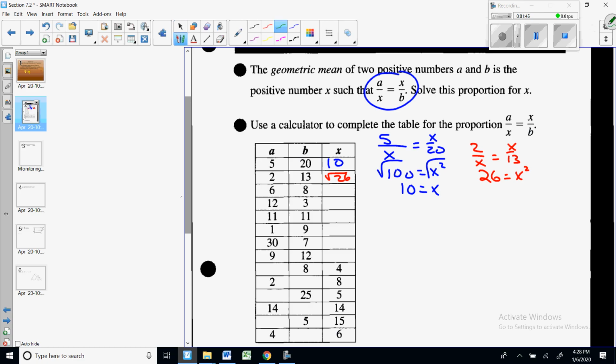When you get down to a problem like right here, below my green line, this time we are looking for a, but we know that our value for x is 4. We need to figure out what a is. So we're going to cross multiply, so 8a is 16. That means that our value for a is 2.